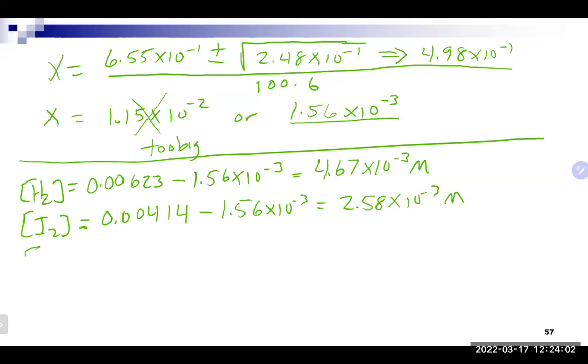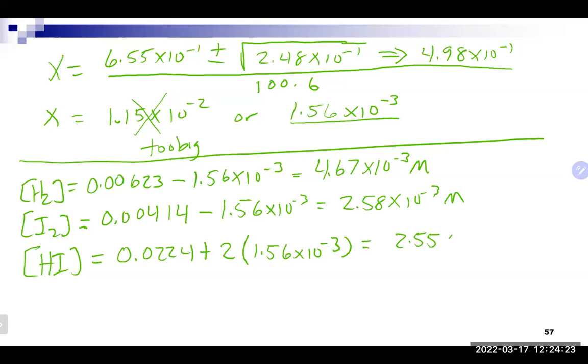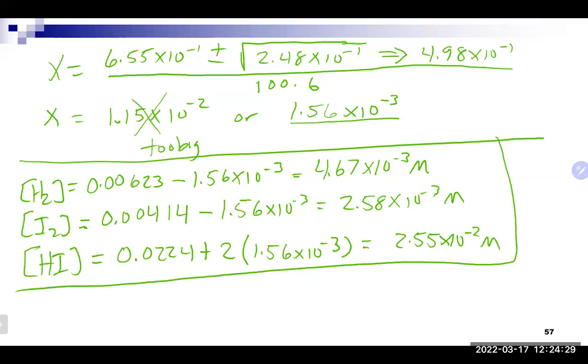And lastly, our HI from the equilibrium line was 2 times, no, actually we had a number there. So it's 0.0224 plus 2 times x. And that gave us 2.55 times 10 to the minus 2 molar. And those should be our equilibrium concentrations.